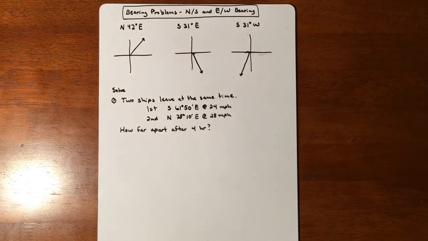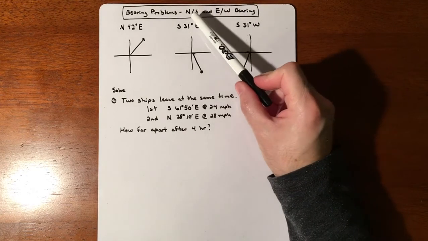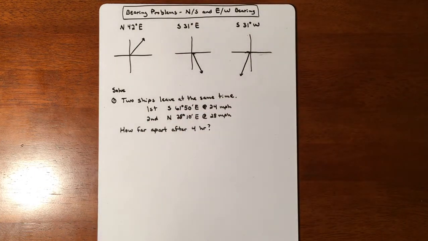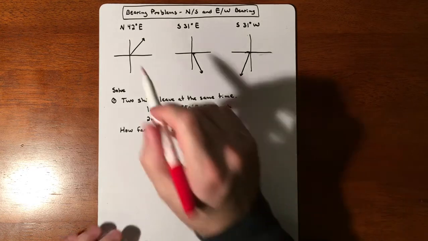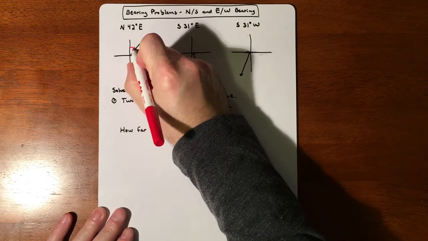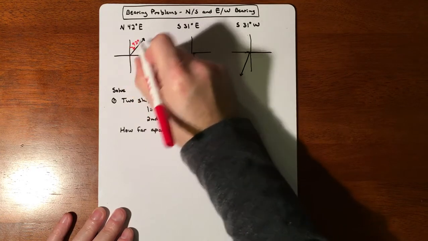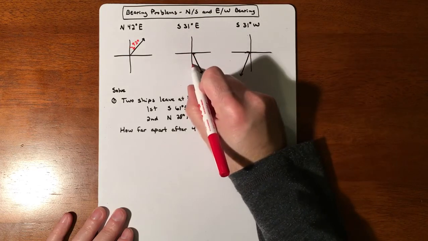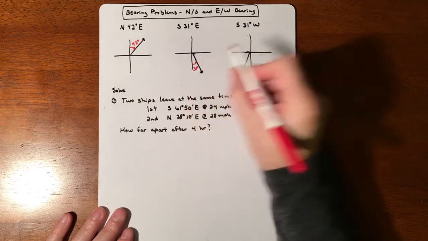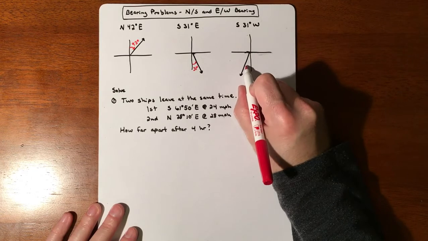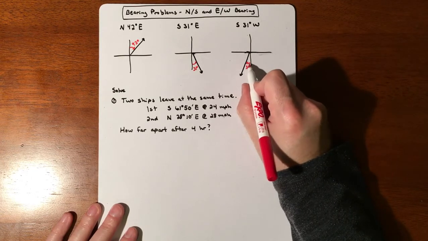In this lesson, we're going to be doing a bearing word problem, where you have north and south and east and west measurements. For example, if you have north 42 degrees east, you're starting in the north and you're branching off 42 degrees to the east. If you're south 31 degrees east, you're south, and then 31 degrees east. And if you're south 31 degrees west, similar, you're just heading in the other direction.